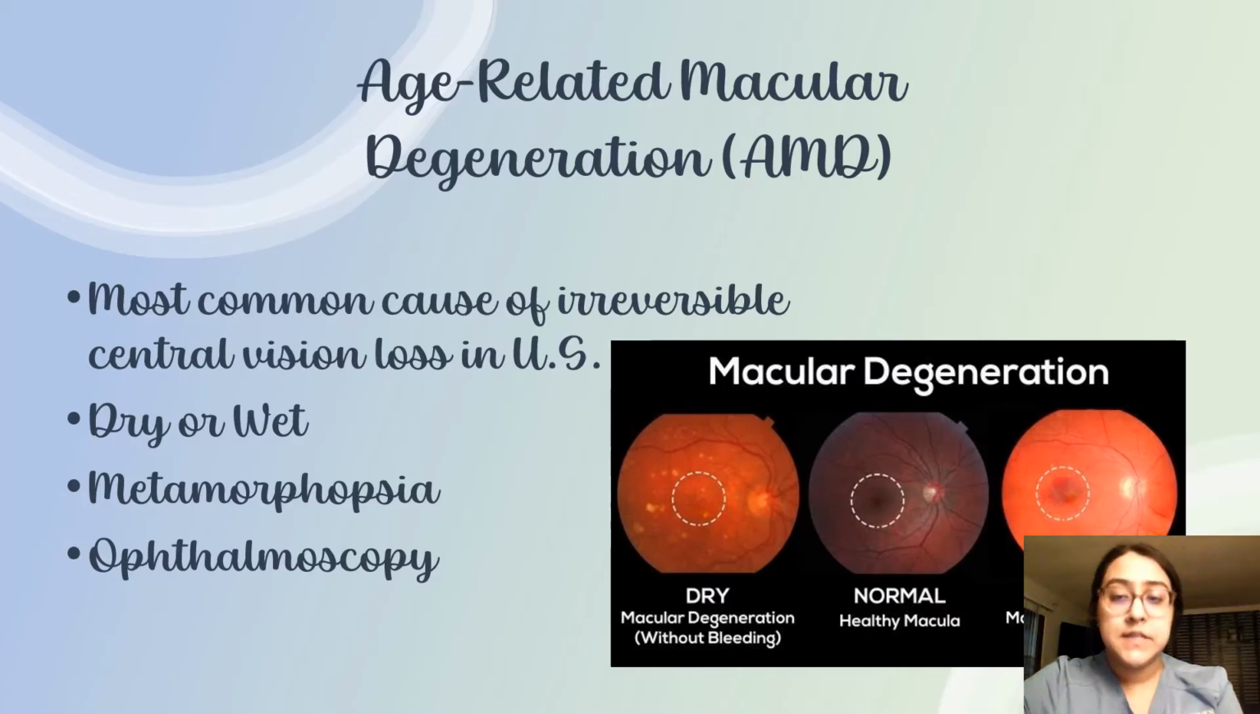The first disease that I chose was age-related macular degeneration. I chose this because this is the most common cause of irreversible central vision loss in the United States. It affects the macula, and there are 2 types. It can be either dry or wet. The dry AMD is the most common type. It is painless, and it is a slow progression of vision loss.